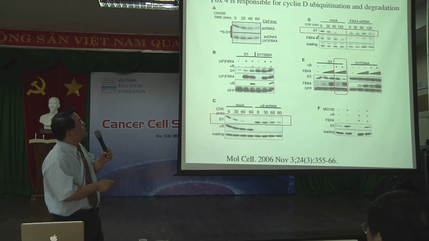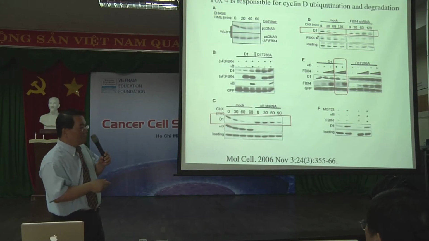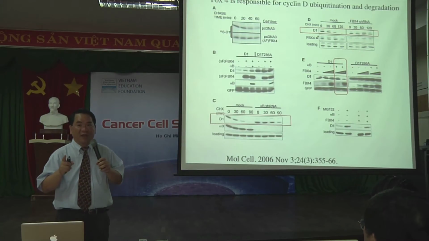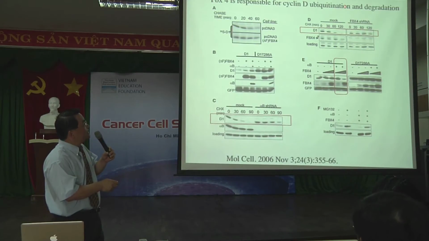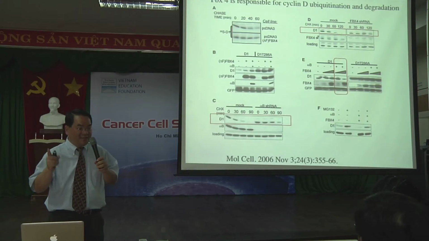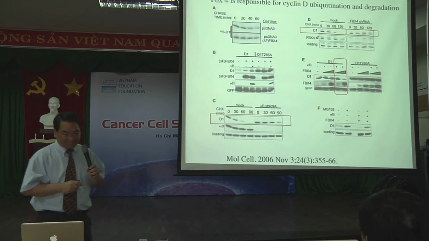Here, I show you another important E3 ligase called FBXO4, which is responsible for cyclin D ubiquitination and degradation.